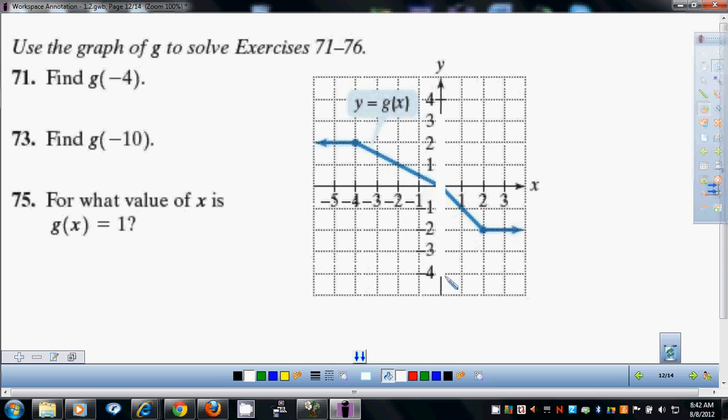75. Now, this is worded a little differently. Notice, it's not giving us a number to plug in. What's it giving us? The number that it equals, which is the same as which value? That's the y value. So they're saying, for what value of x will your y value be 1? -2. Very good. That's where your y value is 1. Question.